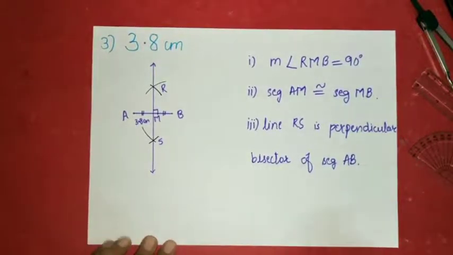So children, here we have completed our first question. You can take measures of some more lengths and draw perpendicular bisectors on those. We will continue with our second question in our next video. Till then, complete your copies till here.